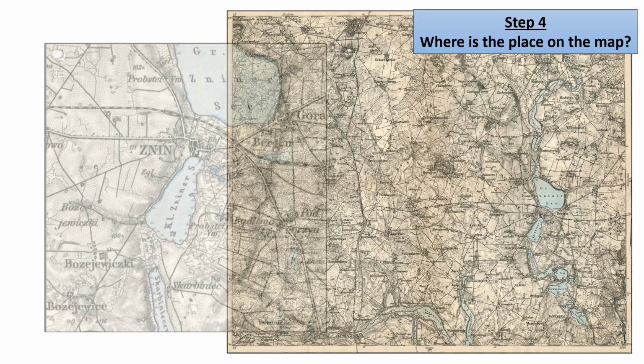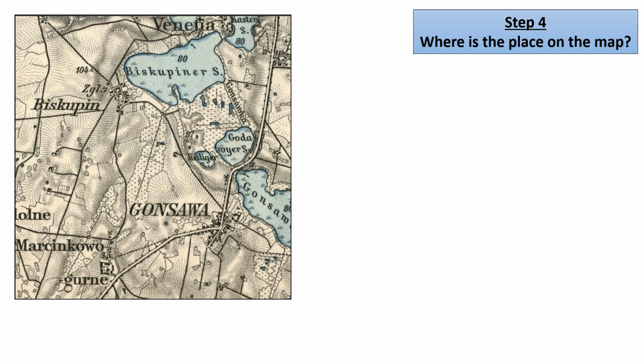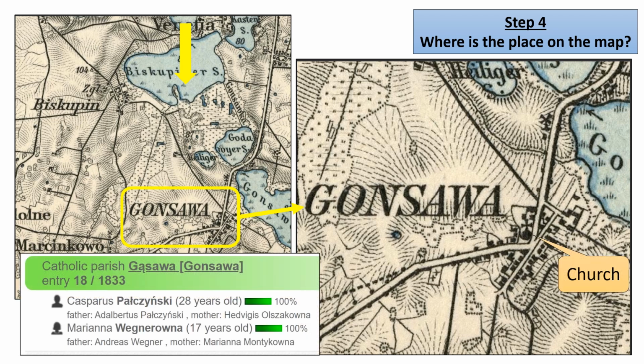If you zoom in on the map, you should be able to find the largest town of Żnin, which we know to be a bit north of Gonzawa. So scrolling down from Żnin, we find Gonzawa and the location of the church where Kasparas and Mariana were married.